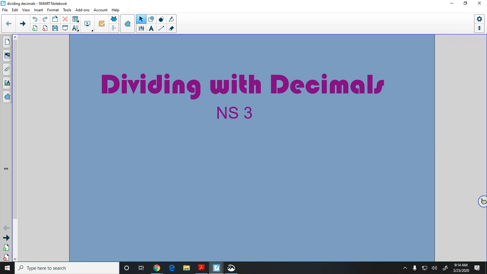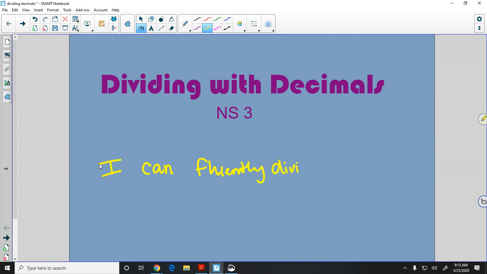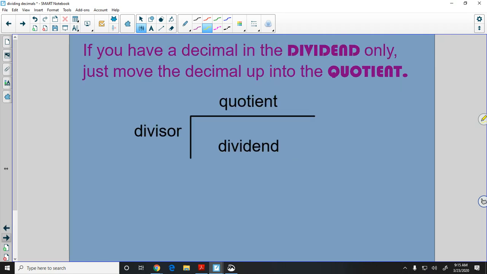Our I can statement for today is going to be: I can fluently divide decimals. Okay? So it's basically the same thing as long division, but there's one extra step. So before we jump straight into decimals, let's review long division.